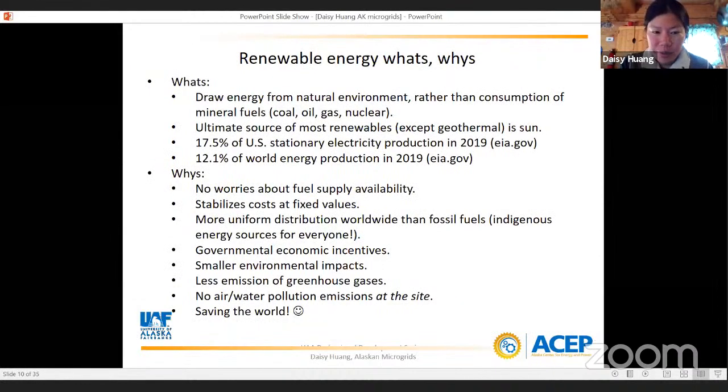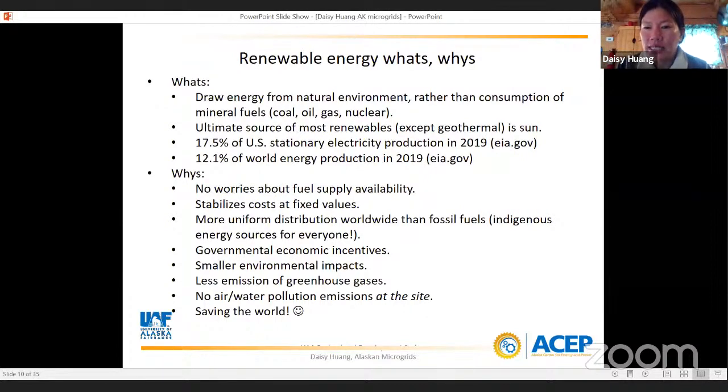All right, so renewable energy then. Knowing about our backbone of diesel, we'll talk about renewables now. Renewable energy draws energy from the natural environment rather than from things that died 65 million years ago. That's why these things renew themselves in our lifetime. The ultimate source of most renewables is the sun. It grows the biomass. Thermal changes between night and day ultimately drive the wind. The sun drives evaporation, which makes water flow.